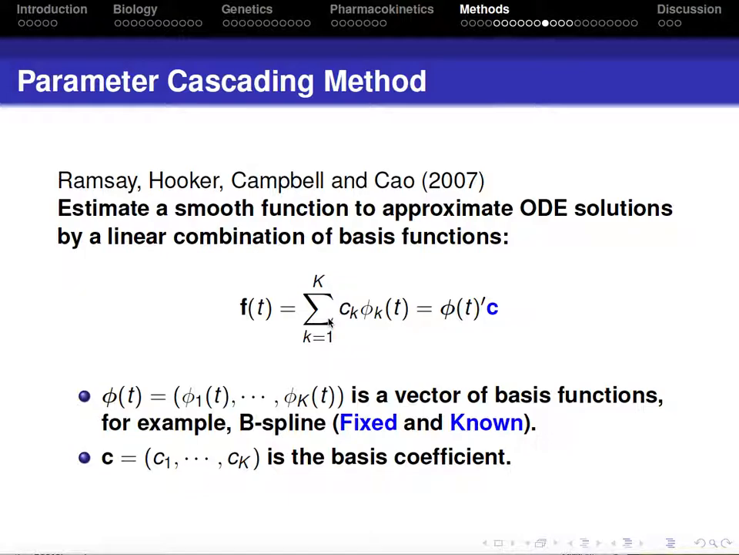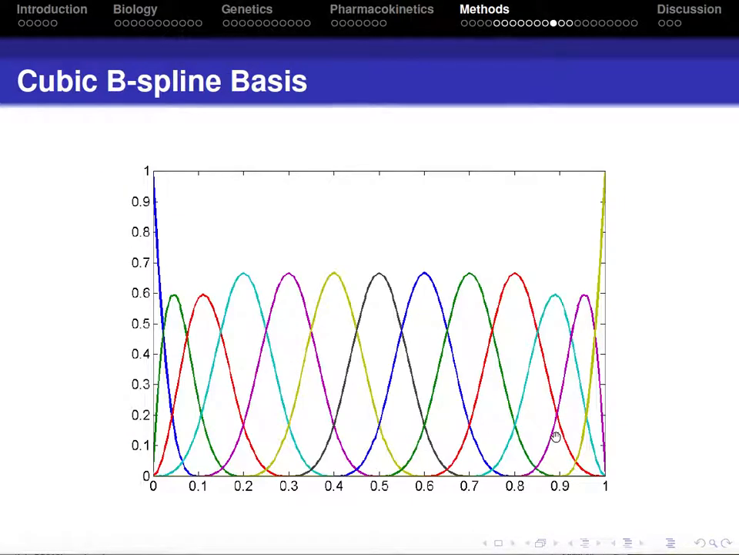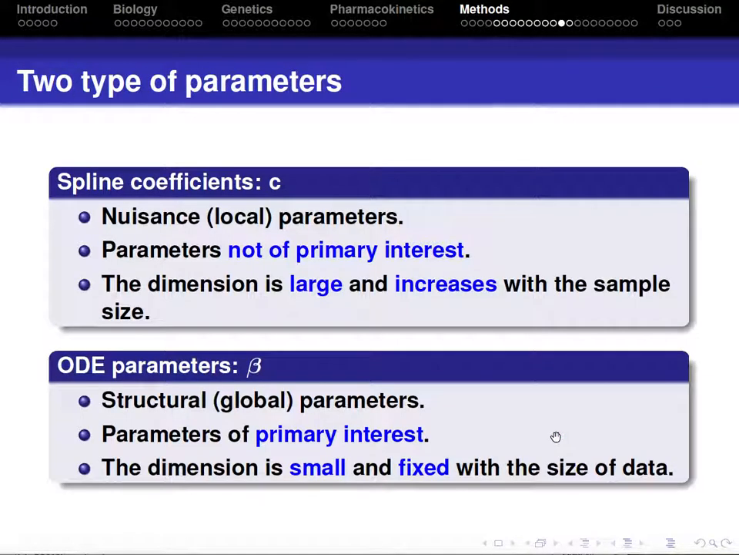We will choose the basis functions mostly using cubic B-splines, and we will fix these basis functions. In other words, phi k of t is known, right? Then we will estimate the basis coefficients such that f of t approximates the ODE solution. So how can we do this? This is the picture for the cubic B-splines we learned in our previous lectures.